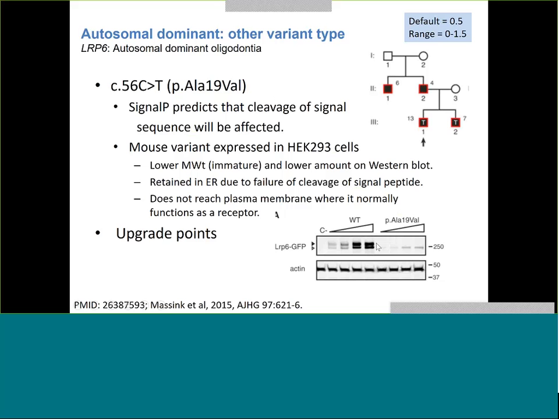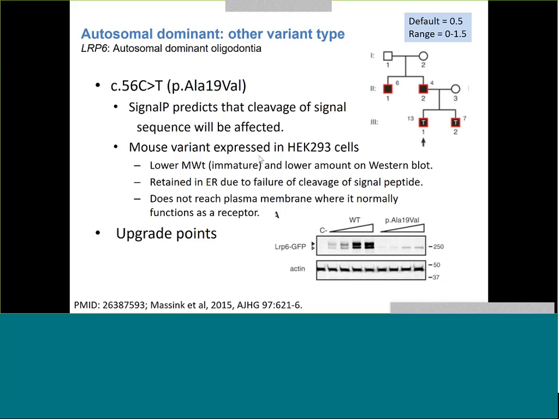So this is the wild type, so you can see the lower band here is the immature form, whereas the band with higher molecular weight is a glycosylated form. So they actually did a bunch of different experiments that all led to the same conclusion, that the mutant protein was retained in the ER due to failure of cleavage of the signal peptide, so it wasn't able to reach the plasma membrane where it normally functions as a receptor.